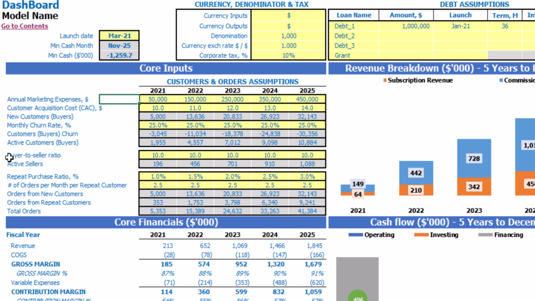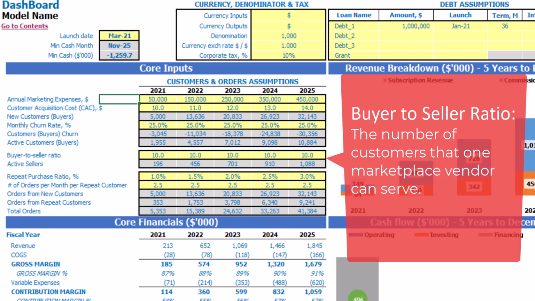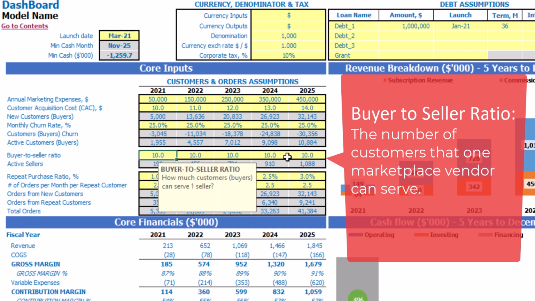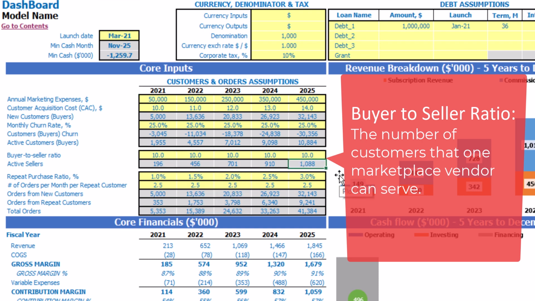The next very important KPI is buyer to seller ratio. Using this ratio, and since we know how many active customers we'll have each month, we can calculate the active sellers. This is also by the end of the year. So for example, if we use 1 to 10, we know that at the end of 25 we will have 1088 sellers.